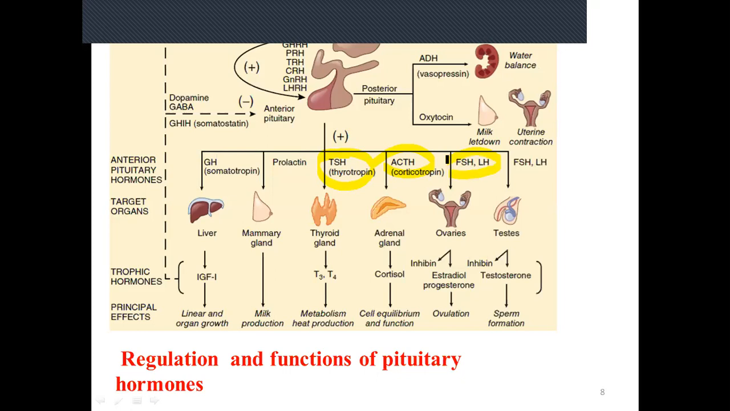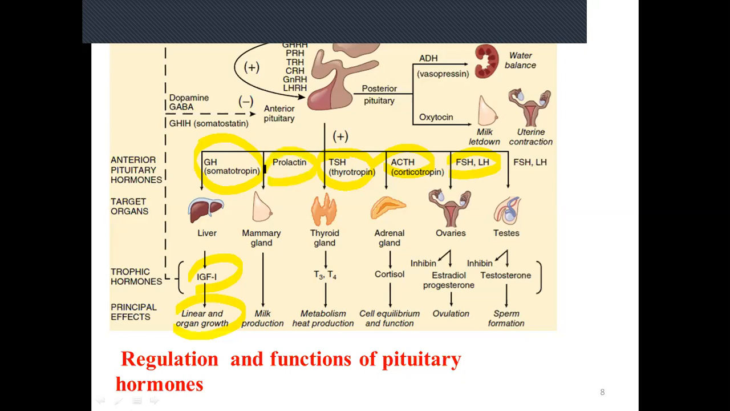For example, one of the anterior pituitary hormones is growth hormone. In the liver, it activates the production of insulin-like growth factor 1. This is very important for linear and organ growth. Remember, without growth hormone, the probability of achieving linear growth and organ development is very unlikely. That is why when a patient has a deficiency of this hormone, the probability of dwarfism or stunted growth is very high.